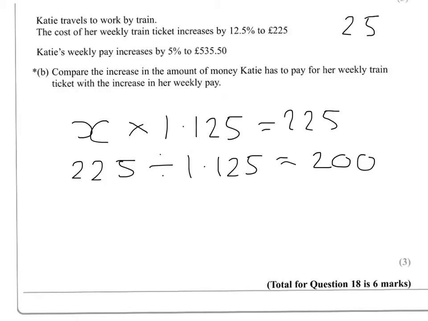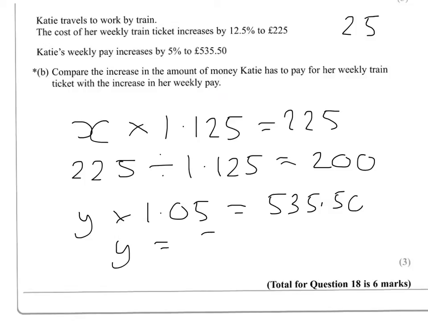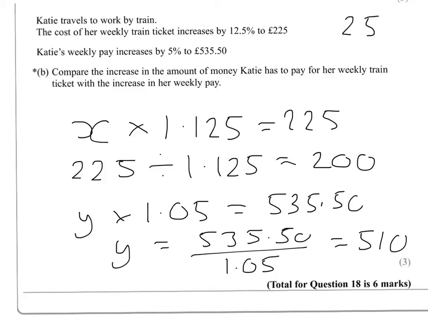I'll just put the first number 25 up here, so we can just remember that. Then on to the second part, her weekly pay, we'll call that Y, so Y times, well it's gone up by 5%, so I multiply by 1.05, and it became 535.50. So just as I did before, I can find out my answer by dividing 535.50 by the percentage increase of 1.05, which comes to £510.